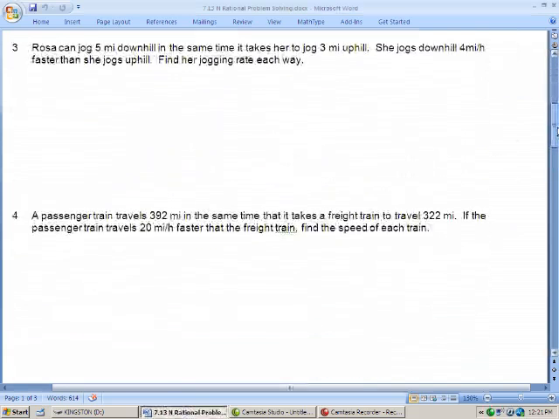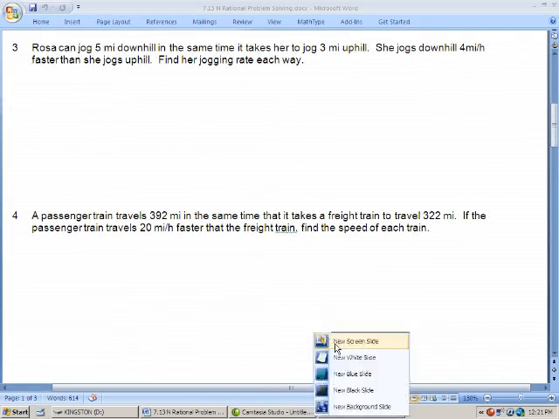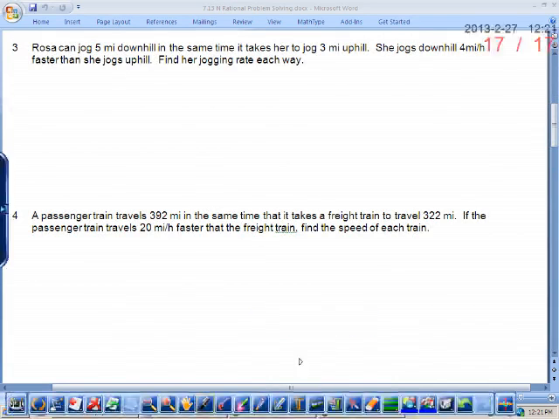Rosa can jog 5 miles downhill in the same time that it takes her to jog 3 miles uphill. She jogs downhill 4 miles per hour faster than she jogs uphill. Find her jogging rate each way. Now, these are going to start to feel a little bit like those systems problems we did earlier in the year, where there's not necessarily only one way to solve them, okay? I'm just going to show you the ways that I've kind of started leaning towards that make sense to me, but if you want to try another way, go for it.